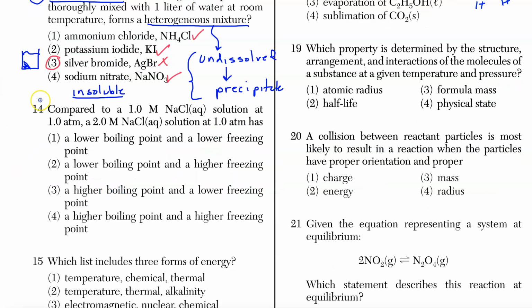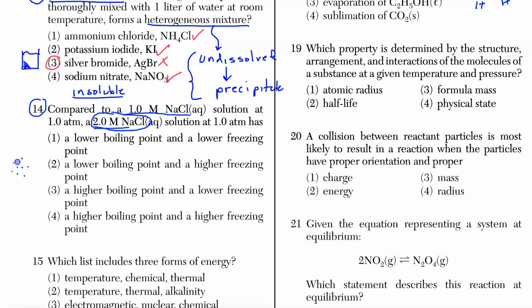Number 14. So number 14, compared to a 1 molar sodium chloride aqueous solution, that's NaCl dissolved in water at 1 atmosphere, a 2 molar solution at the same pressure has what? Well, if you've got more solute particles, the solute particle is the NaCl dissolved in water. So careful reading: compared to the 1 molar solution, a 2 molar solution with more stuff is going to have more solute particles dissolved in the water.